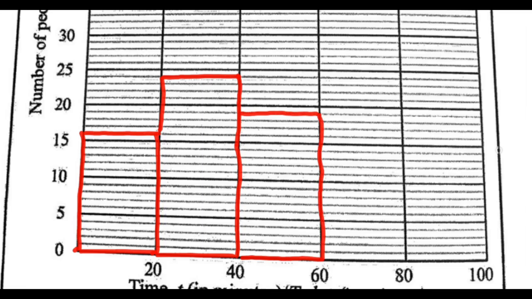the class interval. Now between 60 and 80 we got 8. So the 80 is here. This is 8. Between 80 and 100 we got 3. Between 80 and 100, 1, 2, 3. There we go.